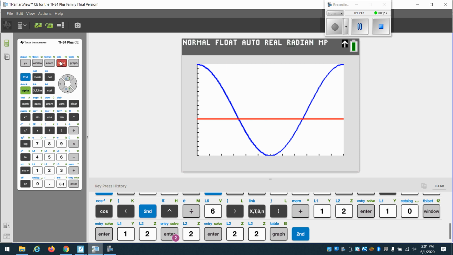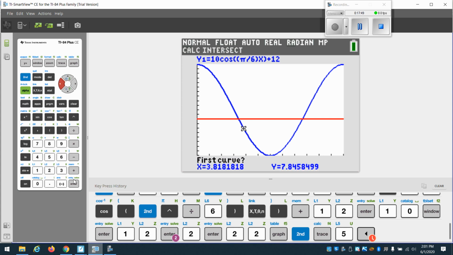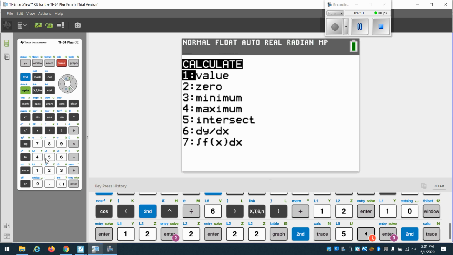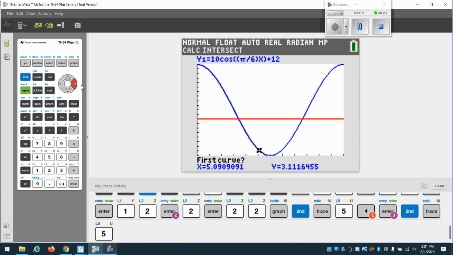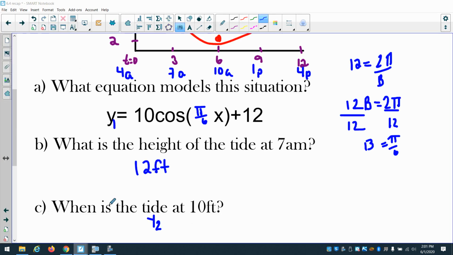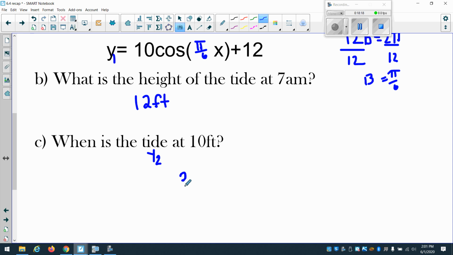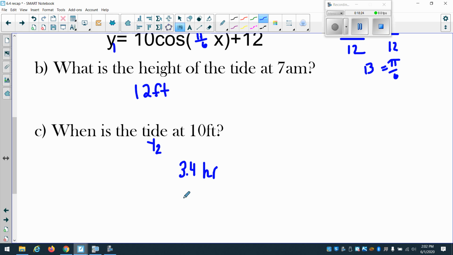Okay, and we do the same thing. Second trace, number 5. Move your cursor close, hit enter 3 times. So just jot this down, 3.4 hours, and we're going to convert it to the actual time shortly. So 3.4. Then we have to do the other side. Hit enter 3 times, and you see that it's 8.6. So if I go back to this screen, and we have 3.4 hours. Well, 3 hours after 4 a.m. is 7.